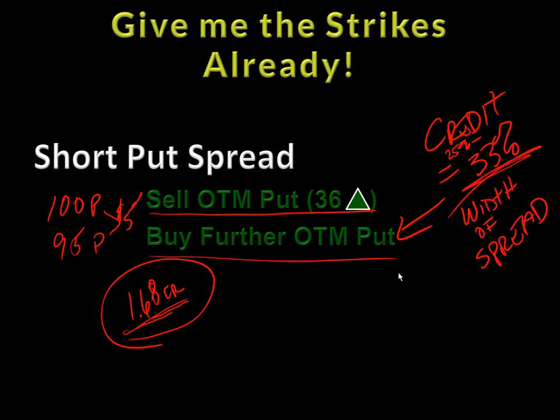Or you can look at it, folks, as I'm risking 2 to make 1. All right, I'm risking 2 to make 1.